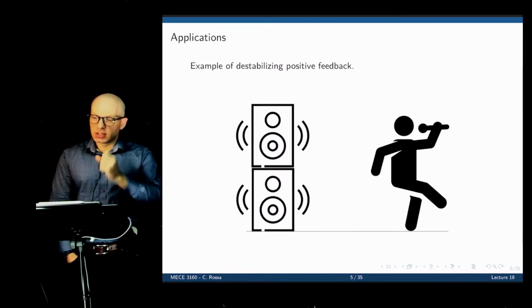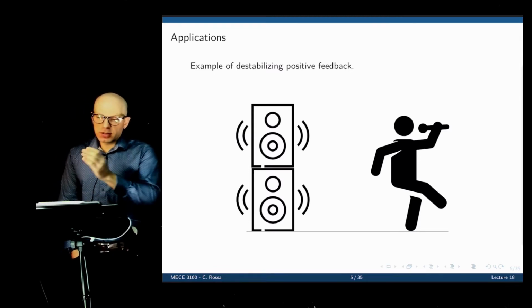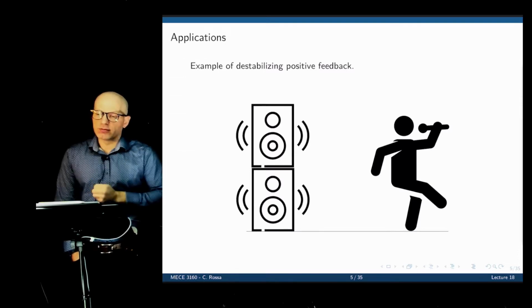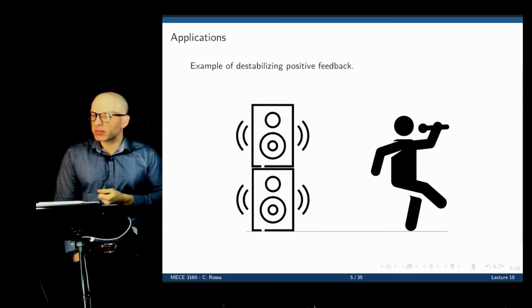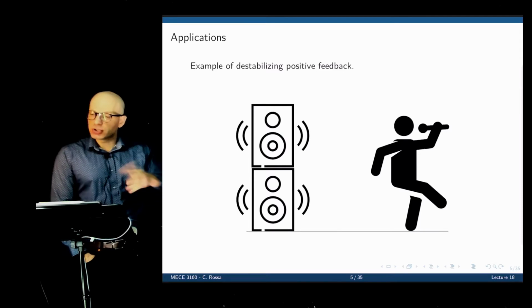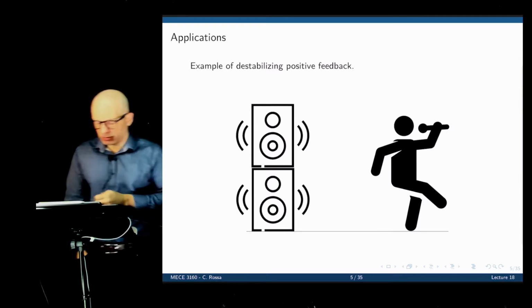But if the gain is small, then maybe the microphone cannot pick up the voice from the speakers and the system is stable, maintaining stability. Beyond a certain amplification, the system becomes unstable.